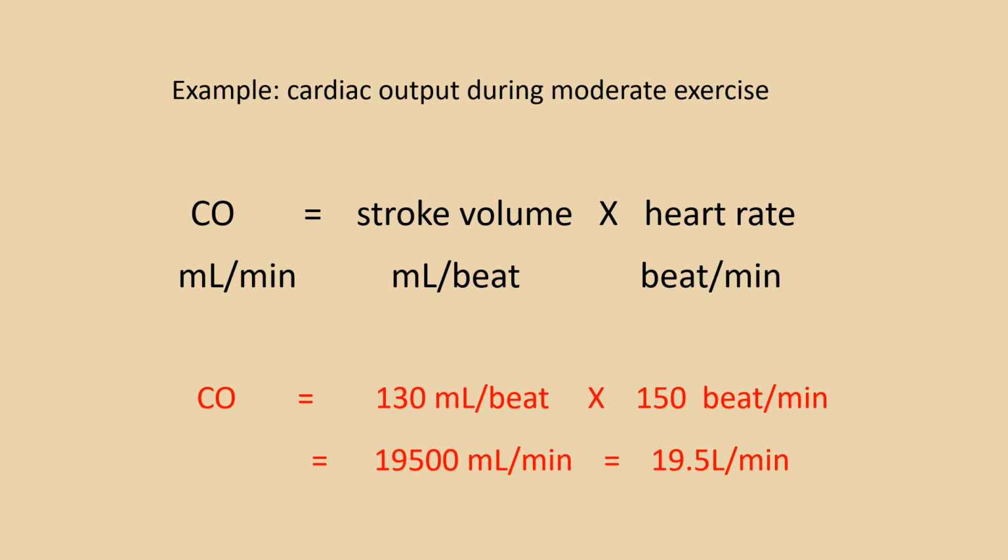So here are some values during moderate exercise. Stroke volume increases, it almost doubles to 130 milliliters per beat. Heart rate doubles to 150 beats per minute. We multiply those together and we get a cardiac output of 19.5 liters per minute. So this is moderate strenuous activity.